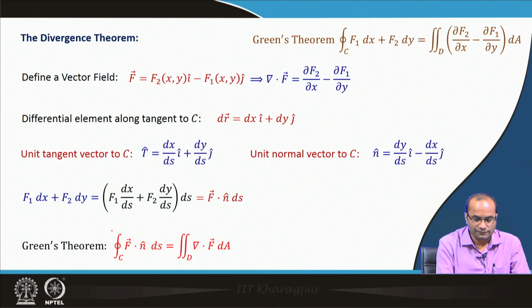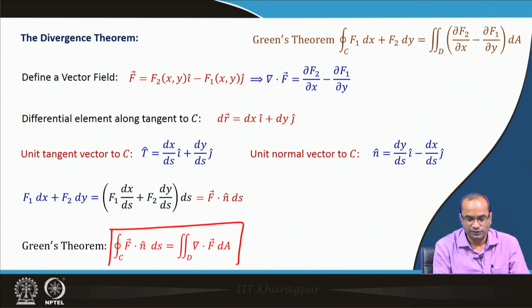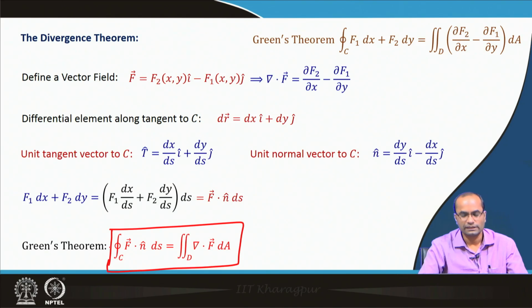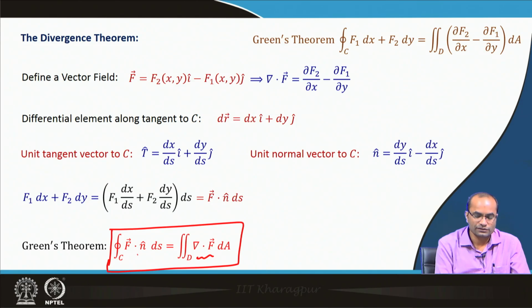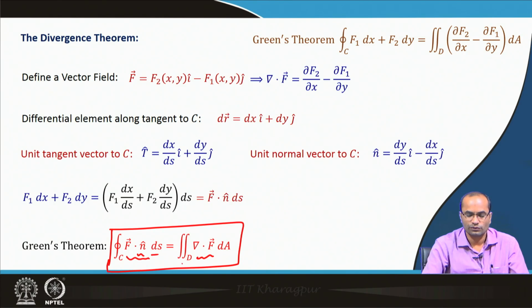So what we have now is a result which is Green's theorem again, but just a different way of writing it. Earlier we did it in terms of the curl. Now we have done it in terms of the divergence, and the normal vector has come into the picture. So the curve integral of f dot n ds is equal to the area integral of the divergence of f over the region enclosed by C.